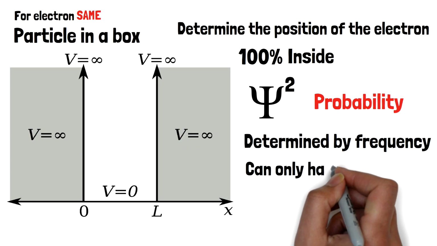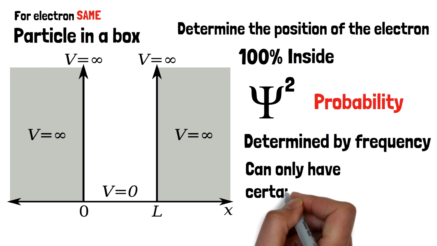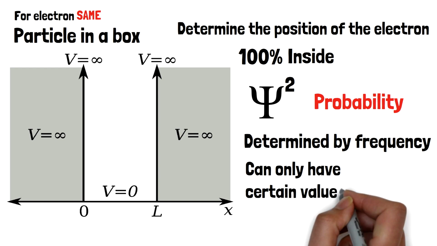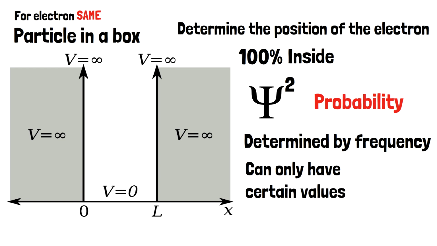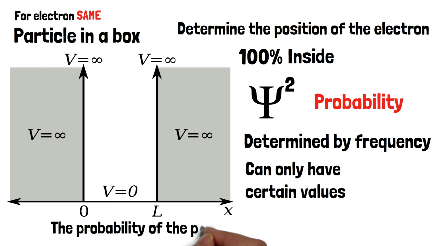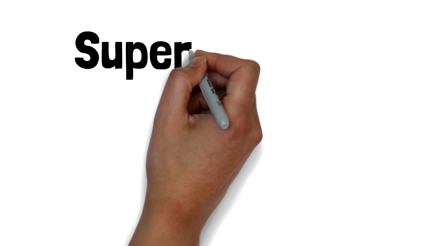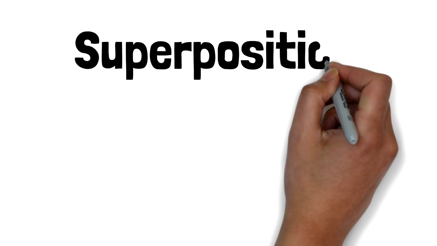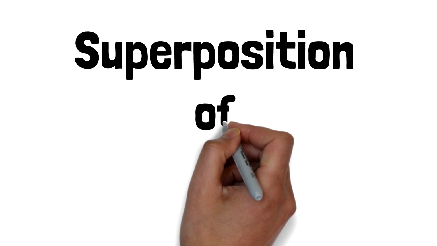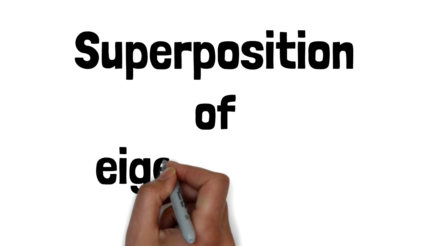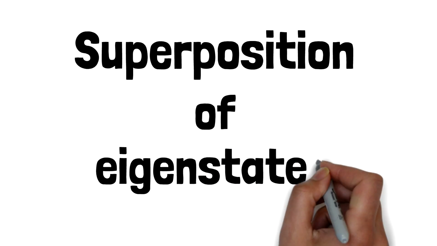Now, from our analysis, we can see that only certain wave functions can describe this model, and that the wave function tells us the probability distribution of the particle at a certain location. However, before we observe, we'll never know for sure where the electron is, which means that the electron is in the superposition of all possible locations, and we call this the superposition of eigenstates.